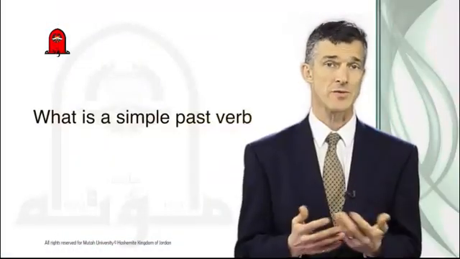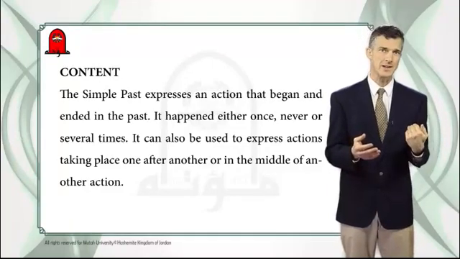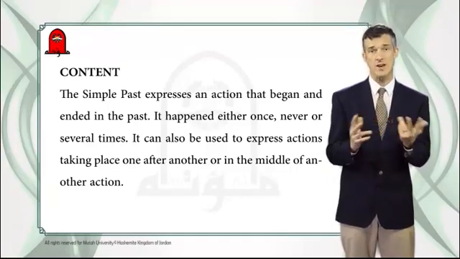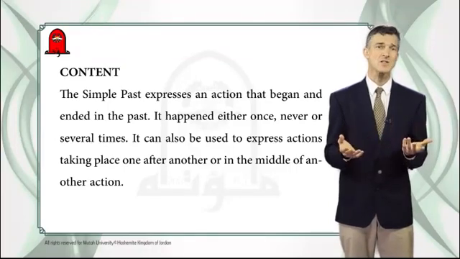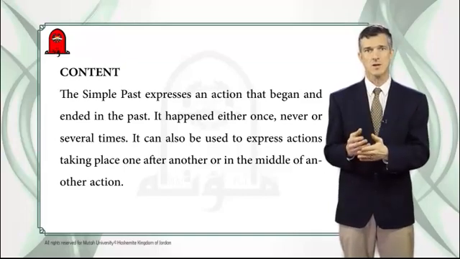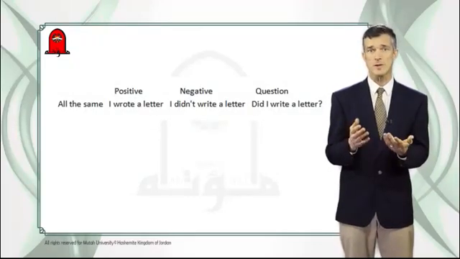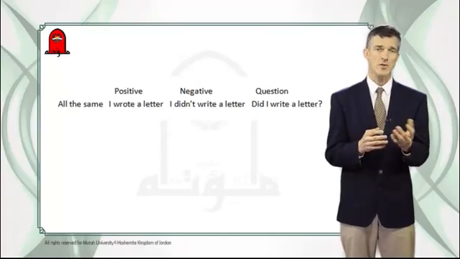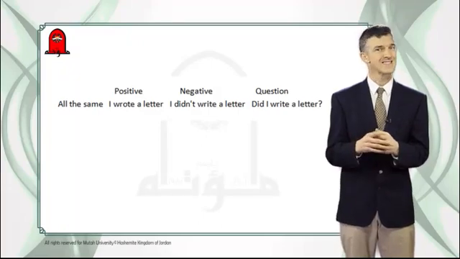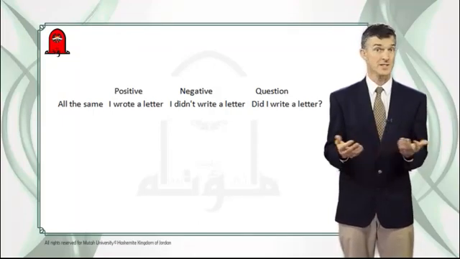What is a simple past verb? The simple past expresses an action that began and ended in the past. It happened either once, never, or several times. It can also be used to express actions taking place one after the other or in the middle of another action. For all pronouns, the form is the same. In the positive, I wrote a letter. In the negative, I didn't write a letter. In question form, did I write a letter?